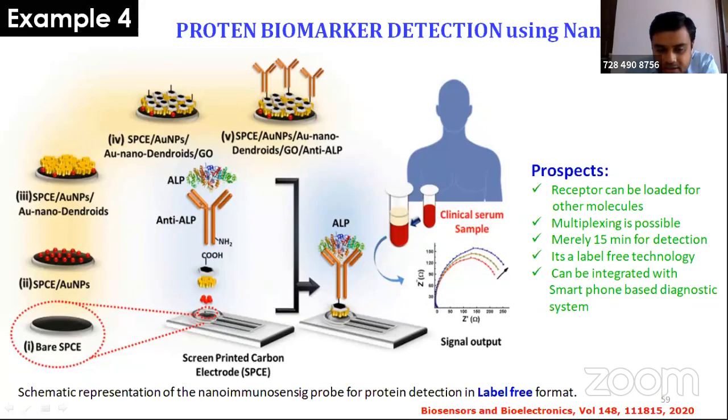As I said, when you are loading the ALP in this case, the insulation keeps increasing and the resistance increases. So these are the prospects, basically. The receptor can be loaded for other molecules. In this case, multiplexing is possible, which means in one go you can detect 4 or 5 molecules in one shot. It takes nearly 15 minutes to detect the molecule. When we analyze using this technique, it's label free. If you go for ELISA, you have to add some labeling molecules, but in this case you don't need to label. This can also be integrated with a smartphone, so that is also one of the prospects of this kind of nano sensor system.